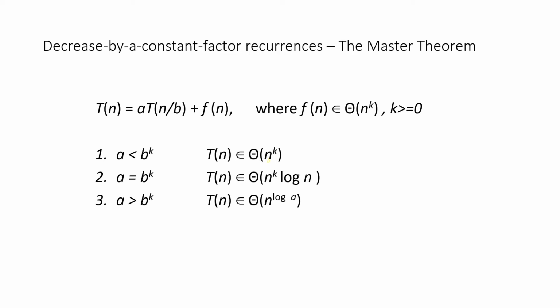If the value of a is less than b^k, then the time complexity of the recurrence relation is theta of n^k. Else if it is equal to b^k, then the complexity becomes theta of n^k log n. If a is greater than b^k, then the time complexity of the given recurrence relation becomes theta of n^(log a) to the base b.